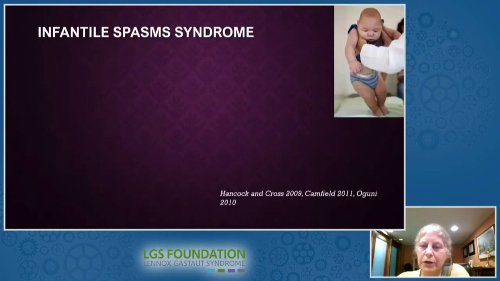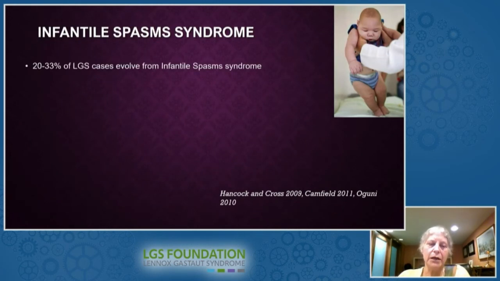So a brief word on infantile spasms syndrome. We know that between 20 and 33% of cases of Lennox-Gastaut actually evolve in children who have preceded or who have been diagnosed previously with infantile spasm syndrome, which is going to be the new term for West syndrome.